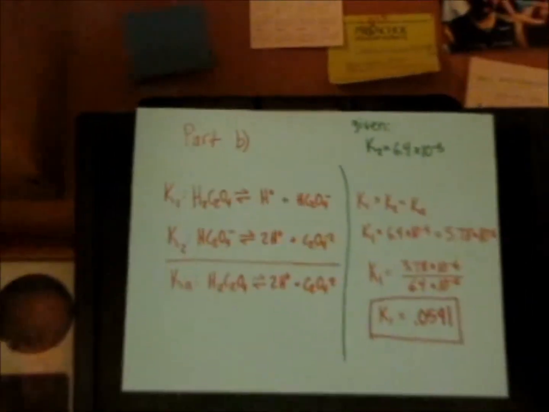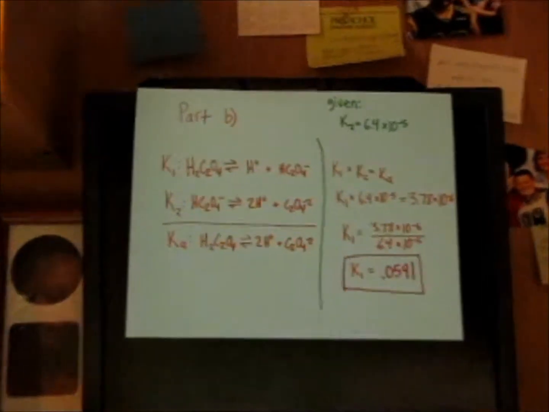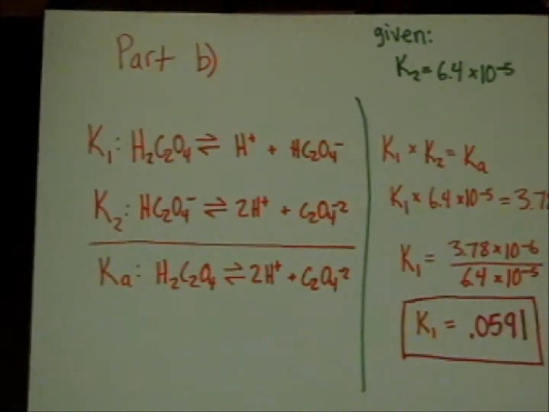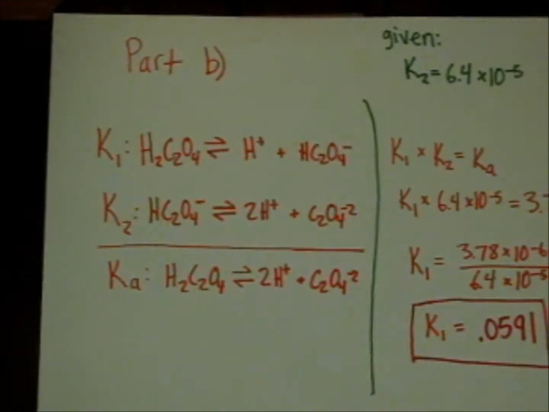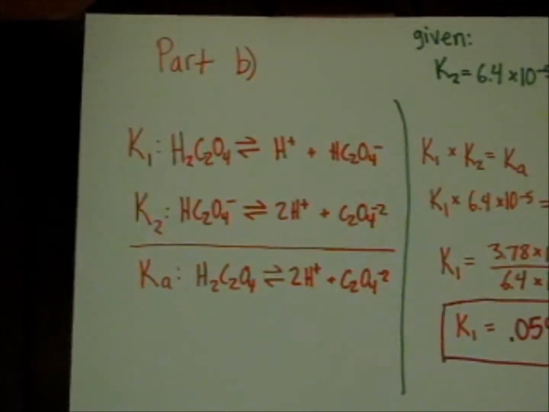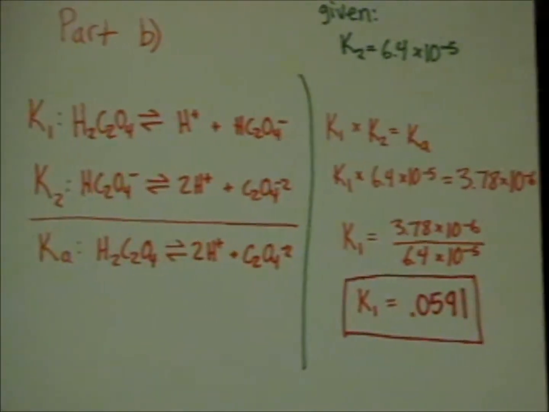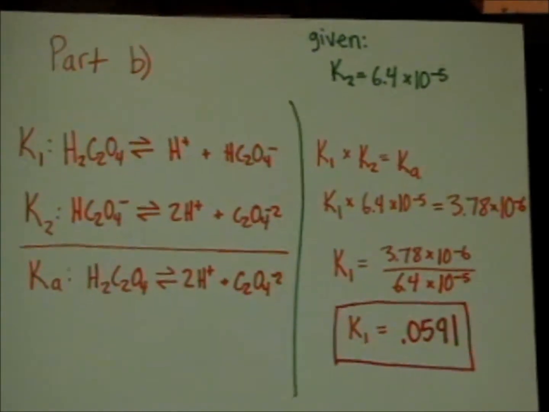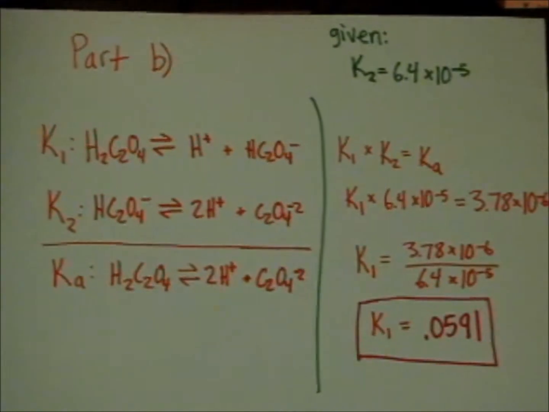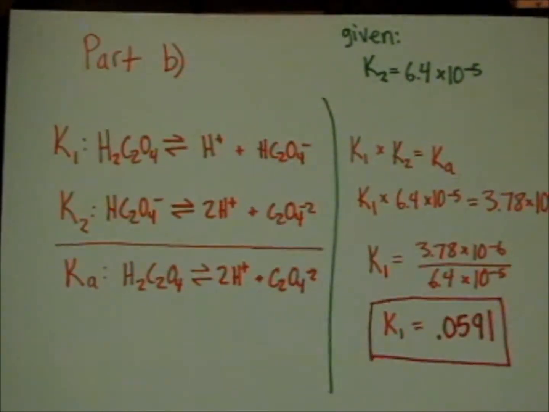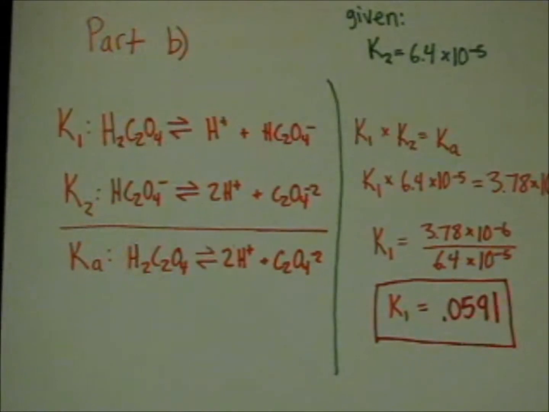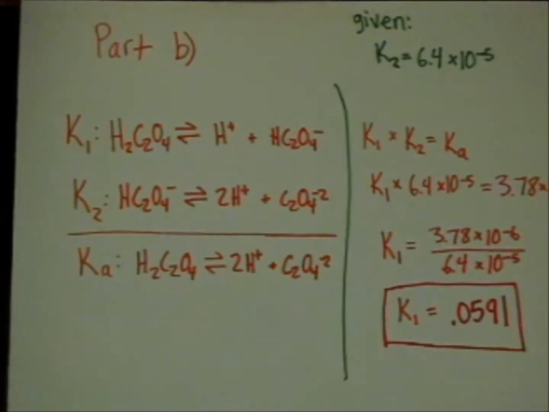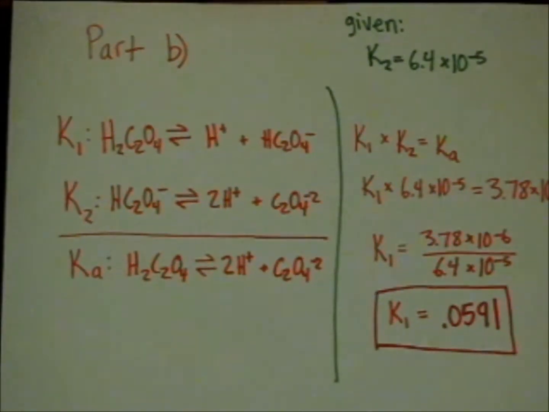Part B asks for you to give the equations representing the first and second dissociations of oxalic acid, then to calculate the value of the first dissociation constant K1 for oxalic acid if the value of the second dissociation constant K2 is 6.40 times 10 to the negative 5. K represents dissociation. Since oxalic acid is a diprotic acid, meaning there are 2 hydrogens, there must be 2 dissociation constants. The K1 is written as oxalic acid produces 1 hydrogen ion and 1 HC2O4 negative.